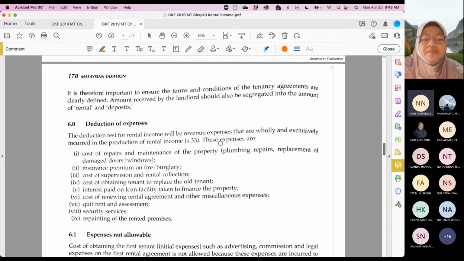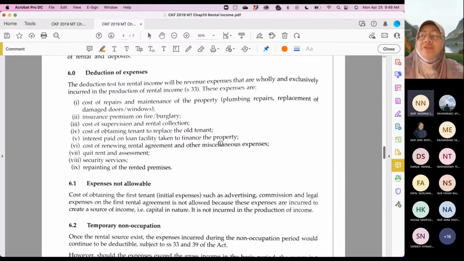Remember, you have revenue minus expenses. So the expenses that you can claim against your rental income, whether it's for 4A or for 4D, you can claim expenses which are revenue expenditure wholly and exclusively incurred in the production of rental income. It must be revenue. It means that if it's a capital expenditure, anything related to the fixed asset, then it's not deductible. Only revenue. So what are those?